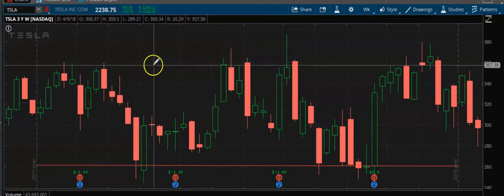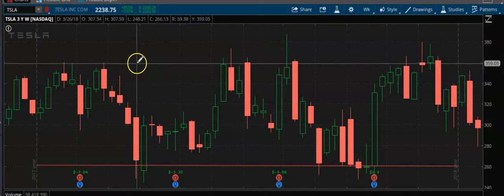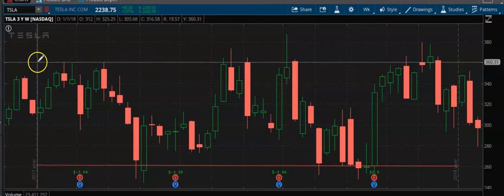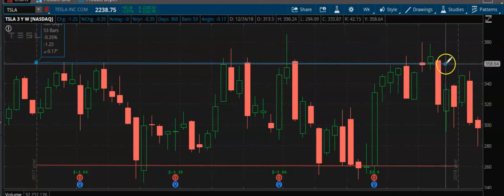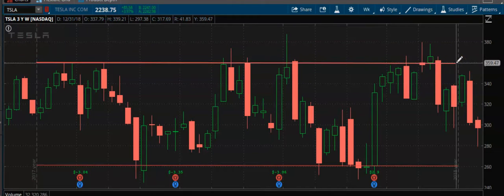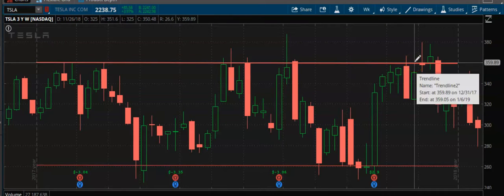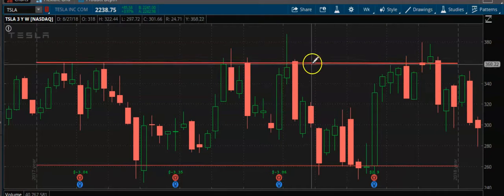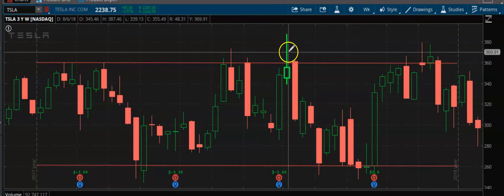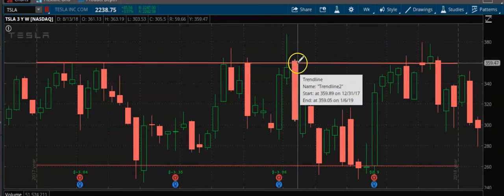So watch what happens on the ceiling. If we really study the ceiling, this year gave us a very clean level of congestion. Looking at it from a weekly perspective, here's the ceiling. The ceiling is right around 359. And you can see a few times it broke out above during the week, but then it returned back down to the ceiling.